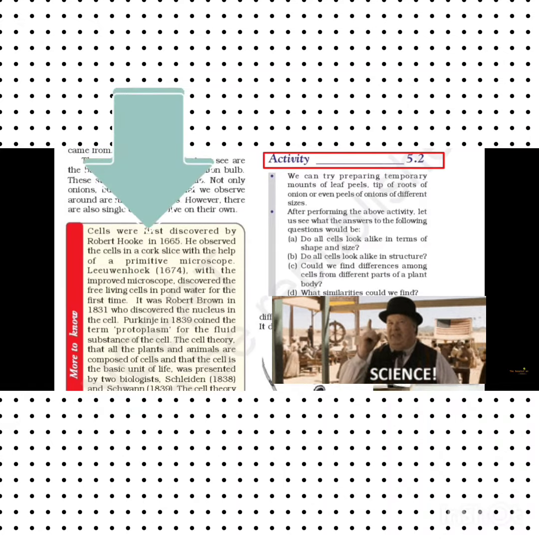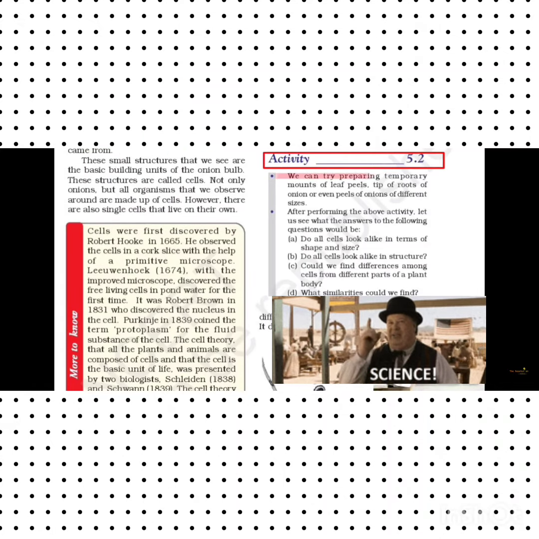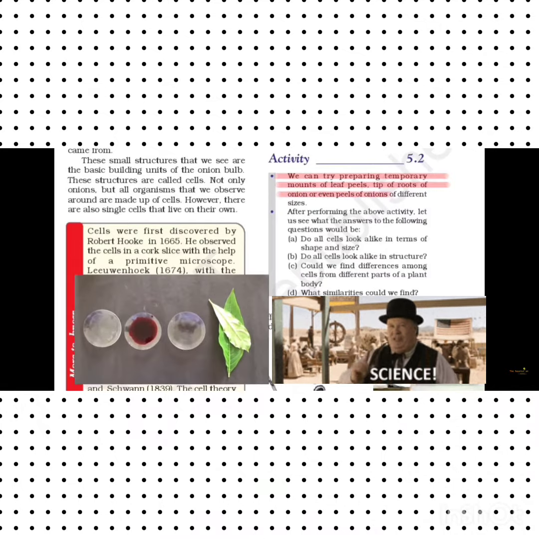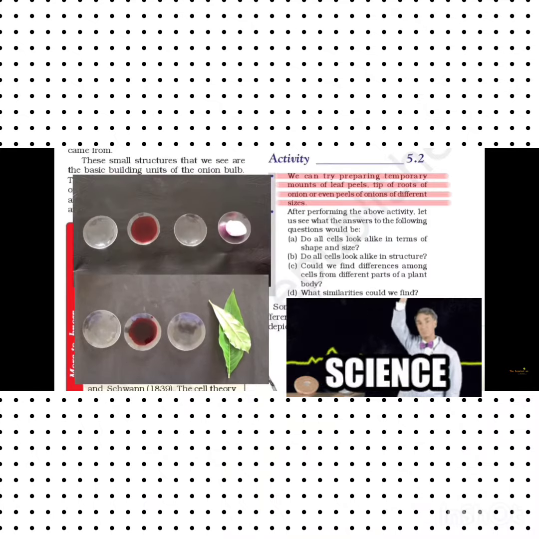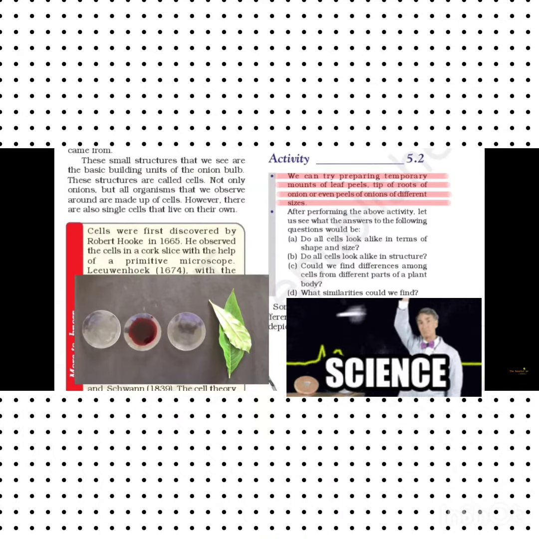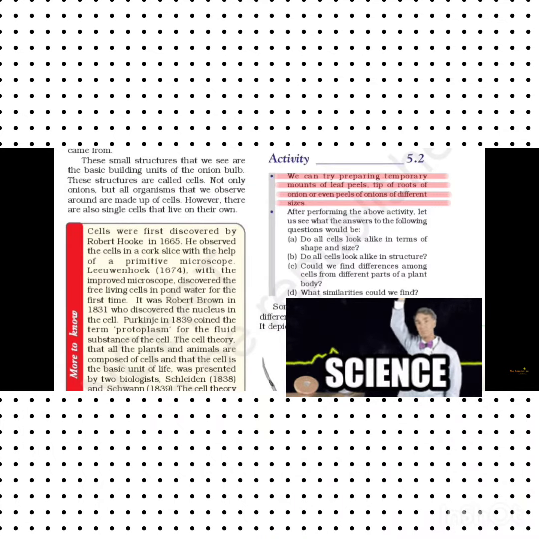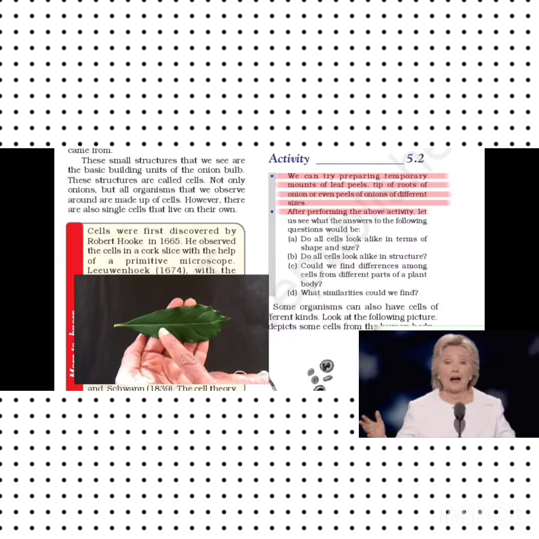Activity 5.2. We can try preparing temporary mounds of leaf, tip of roots of onion, or even peels of onions of different sizes. In the previous activity, we took only one onion, but in this activity, we will take different onions of different sizes. And we can also take leaf peels. Now we have to do the same like we did in the first activity.